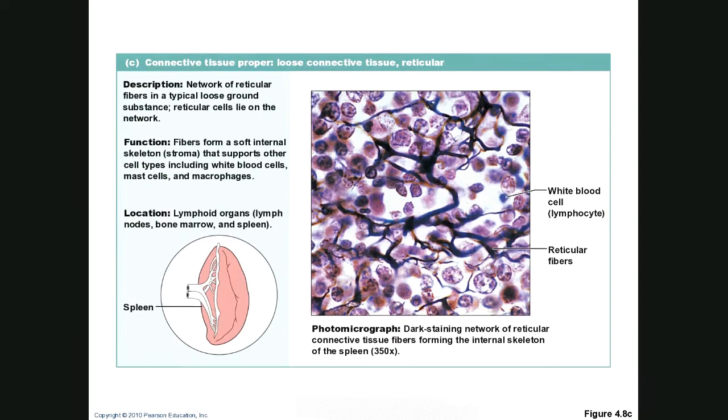Okay, loose connective reticular tissue. This is showing you a picture of a spleen, which I hate to say doesn't look much like a spleen in real life, but there it is. And the reticular fibers make the matrix, give the cells in the spleen and in your lymph nodes a place to hang out. They form the stroma, or the skeleton, of these tissues.